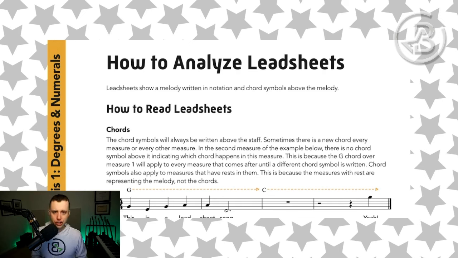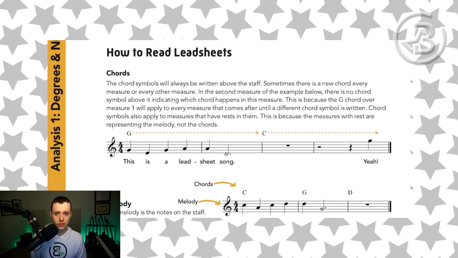So let's talk about a lead sheet. What is a lead sheet? Lead sheets show melody in notation using notes, with note heads and stems and rests and dots, all that good stuff, ties, repeat signs. And then there are chord symbols above the staff that show what chord is happening while the melody plays. So there are three parts of a lead sheet: chords, melody, and lyrics, which are the words to songs. Not all songs have words, so not all lead sheets have lyrics, but you will see many lead sheets with lyrics for the words to different songs.